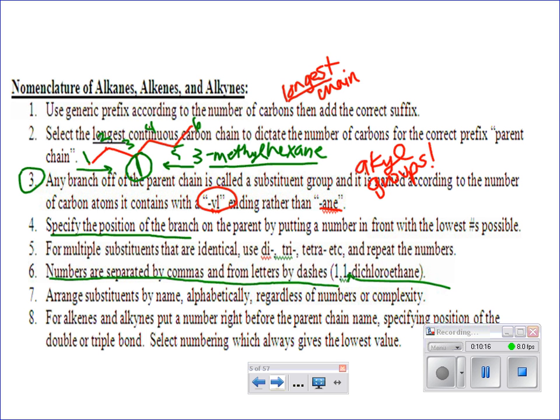Arrange substituents by name alphabetically regardless of numbers or complexity. What do I mean by that? Well, what I mean by that is, say you have, let me make a really long parent chain so I don't get any problems.